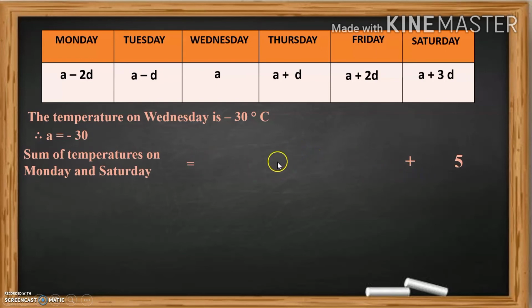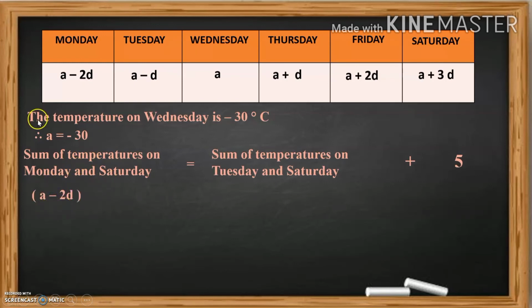Then what? Sum of the temperature on Tuesday and Saturday. So let us write what are the temperatures of Monday and Saturday. Temperature of Monday is A minus 2D. Sum means you have to add. Saturday's temperature is A plus 3D. So I will write that equal to temperature of Tuesday is A minus D, again sum, temperature of Saturday is A plus 3D, plus 5.